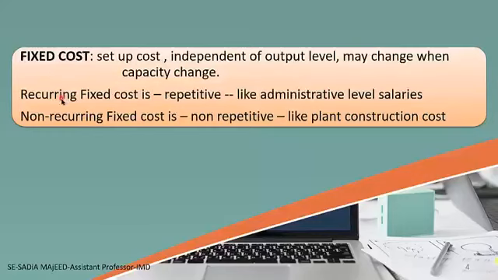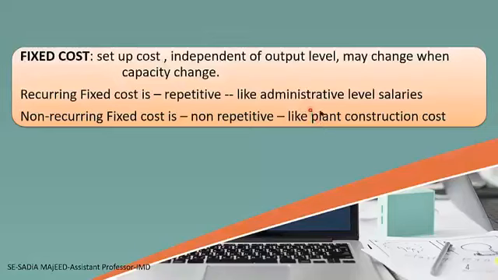There are further two classifications of the fixed cost. One is the recurring fixed cost and the other one is the non-recurring fixed cost. Let's start with the non-recurring fixed cost. Non-recurring fixed cost is the one-time fixed cost. That means non-repetitive. For example, plant construction cost. In a very extreme condition, we have to construct another plant.